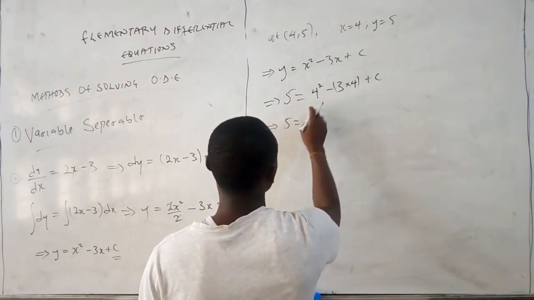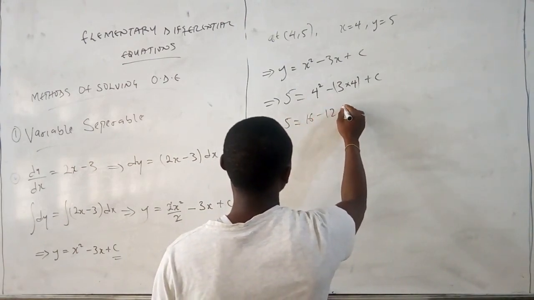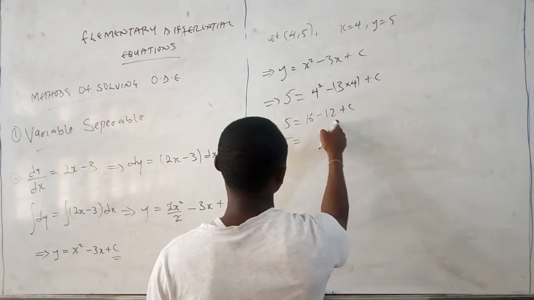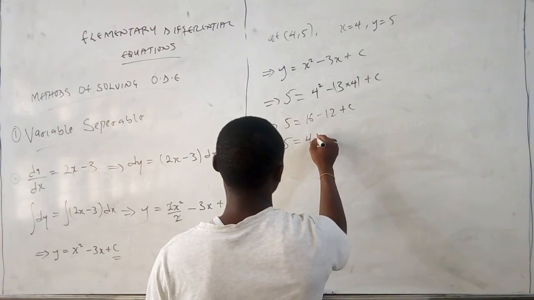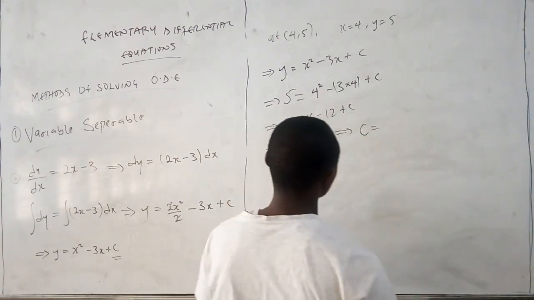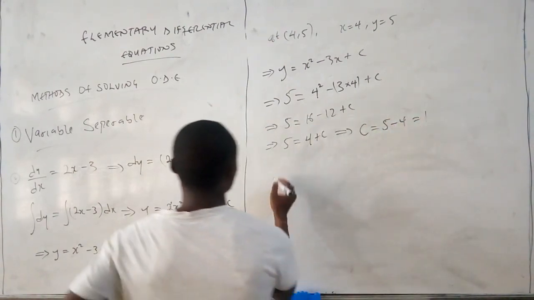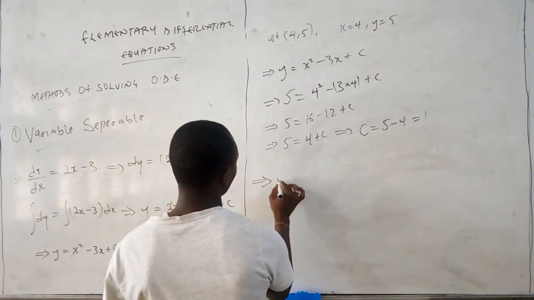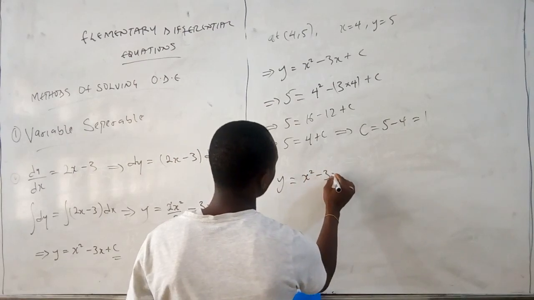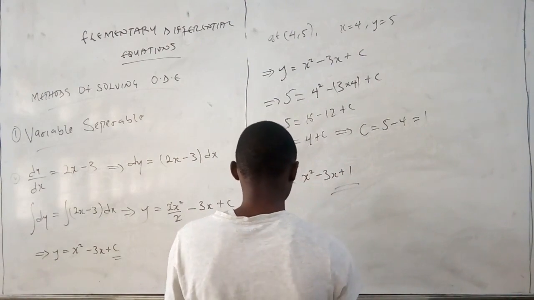Then you have 5 is equal to 4 squared is 16 minus 12 plus c. 5 is equal to 16 minus 12, 4 plus c. Make c the subject of the formula. c is equal to 5 minus 4, which is 1. So therefore your equation y is equal to x squared minus 3x plus 1. So this is the final solution.